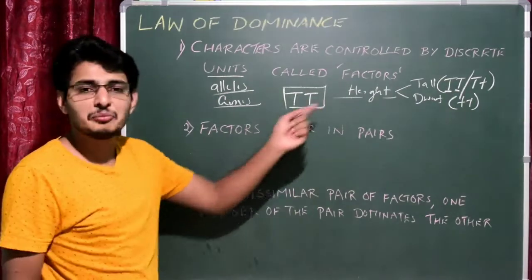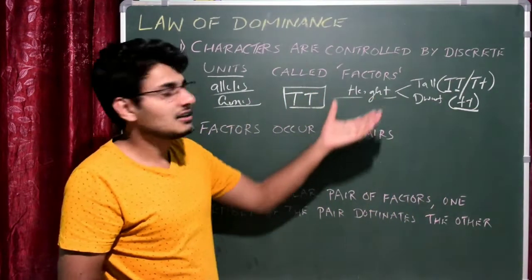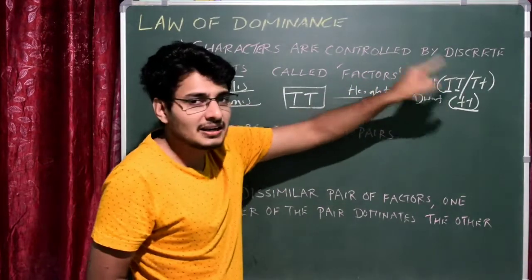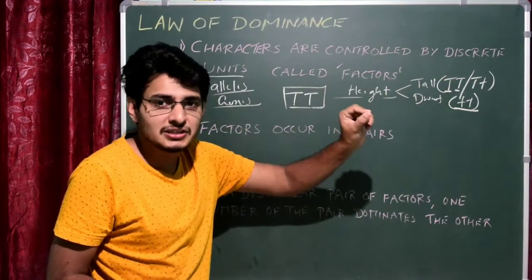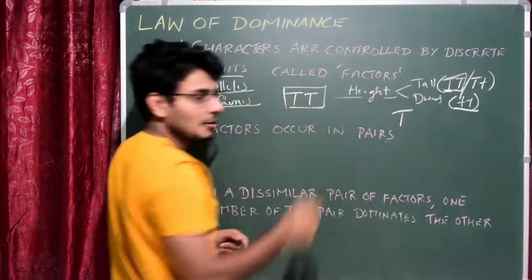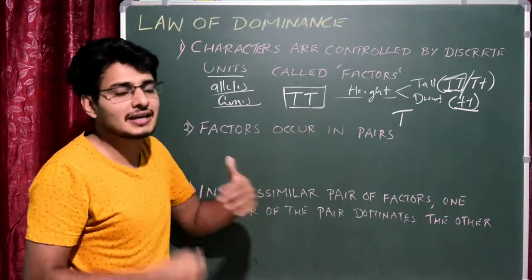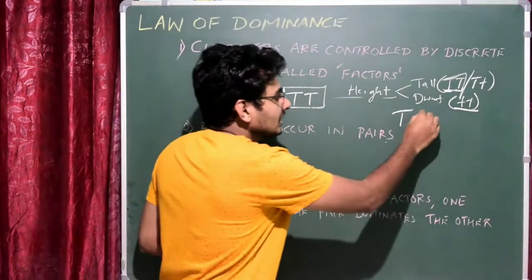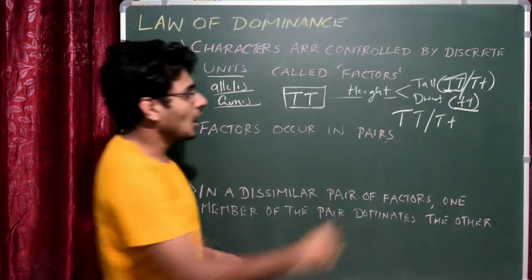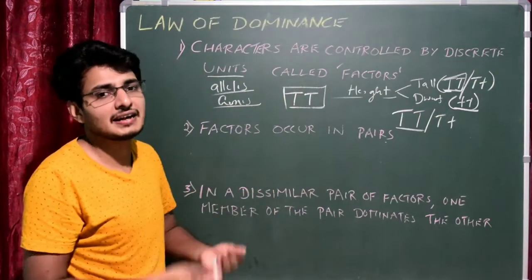They always occur in pairs, correct, right? Yes. If we consider any character, that is the height of the plant, there are two types, as I said. Obviously, that particular character is controlled by discrete units which always occur in pairs, correct? See, you cannot simply write T, capital T. Correct. If you consider only capital T, obviously the character will not be expressed. You need either another dominant gene or another recessive gene. So always they occur in pair. Okay, so this is one thing. If they don't occur in pair, obviously the characters will not be expressed.